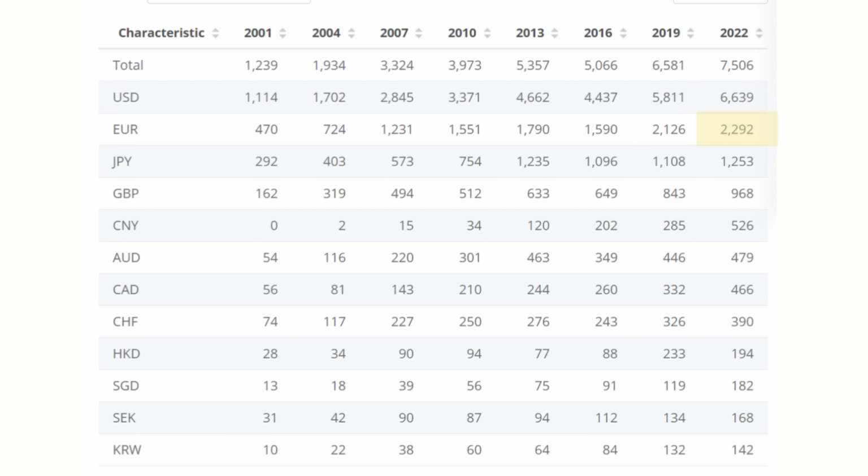The next most traded currency was the euro, followed by the Japanese yen and the British pound. But interestingly, in 2022, the Chinese yuan was the 5th most traded currency in the world, which reflects the growing importance of China as a trading partner. The next most traded currency was the Aussie dollar, followed by the Canadian dollar, the Swiss franc, the Hong Kong dollar, the Singapore dollar, the Swedish krona, and the South Korean won.